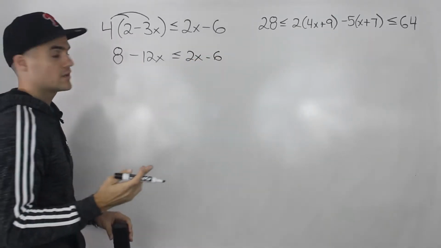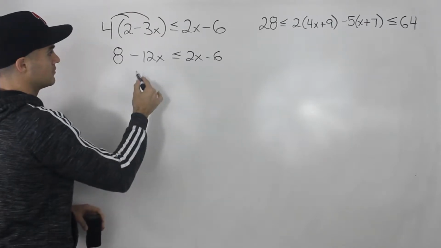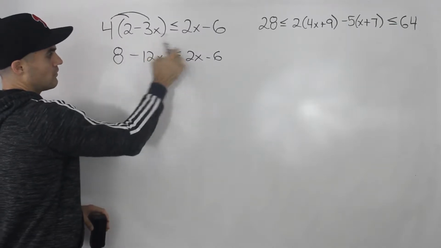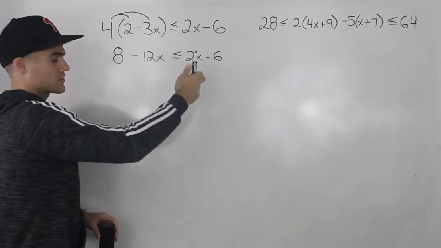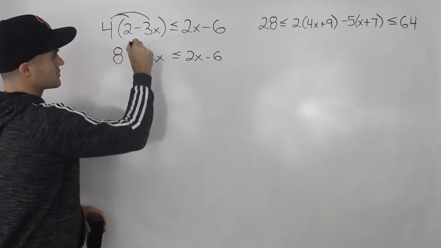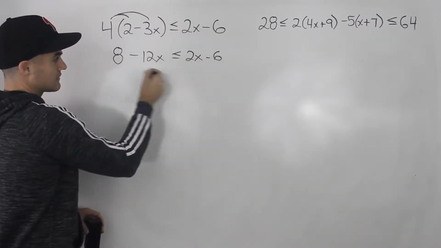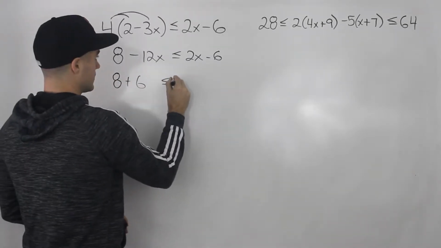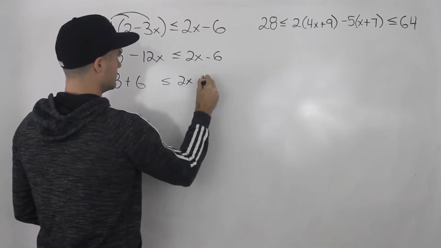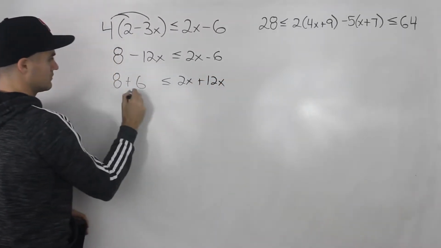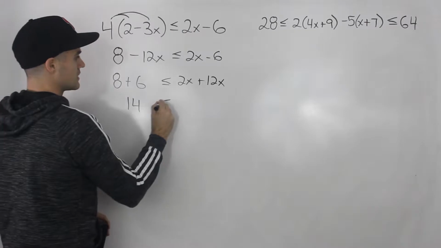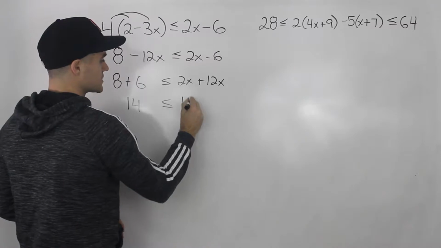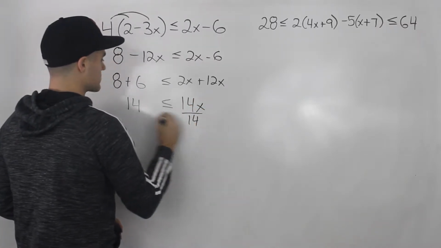Now, as I mentioned in the lecture videos, I like to bring all of the variables over in a way where the x's will be positive. So notice if we bring this negative 12x over, we'll have 2x plus 12x, which would give us positive 14x. So I'm going to bring this negative 12x over, and then I'm going to bring this negative 6 over to the left side. So I'll have 8 plus 6 less than or equal to 2x plus 12x. 8 plus 6 is 14, less than or equal to 2x plus 12x, which is 14x. Divide both sides by 14.